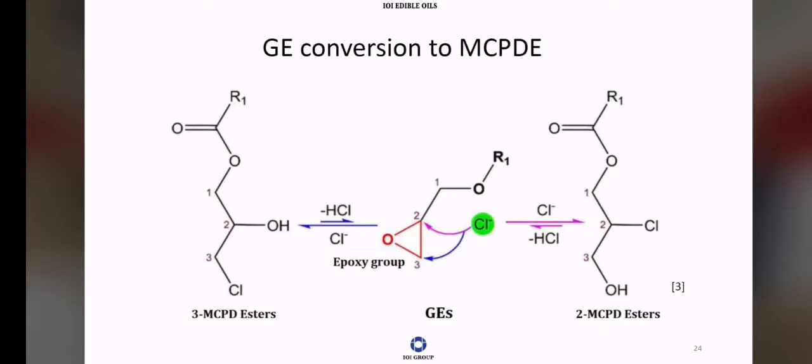But if you look at the length of those arrows, it shows that there's a greater predisposition to form 3-MCPD and 2-MCPD rather than to reverse back to GE, which means that GEs can easily be converted to 3-MCPD or 2-MCPD with the presence of substances such as chlorides. So there is some formation taking place, and the reverse is less likely to happen. Let me explain why we say this in my next slide.